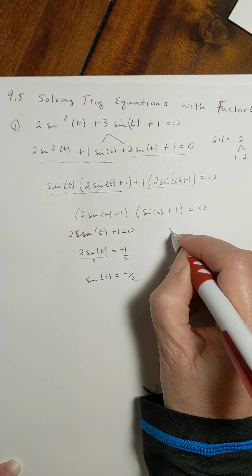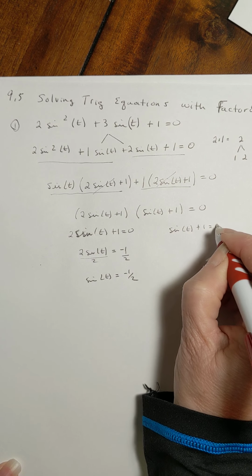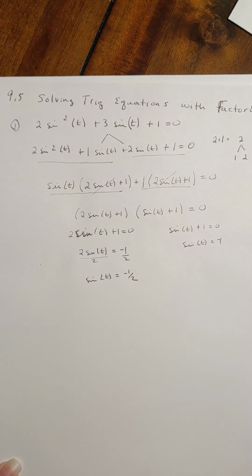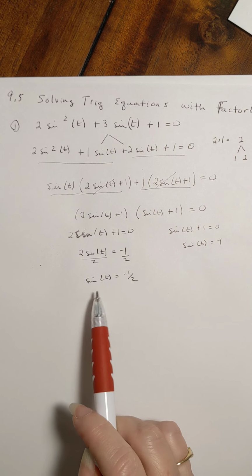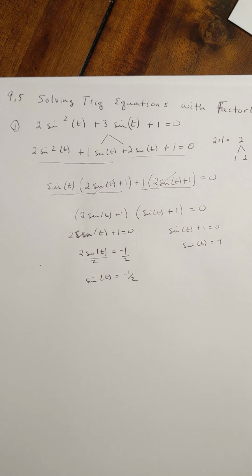And over here, if I have sine of t plus 1 equals 0, then I get sine of t equals negative 1. And so now I have 2 different equations that I'm solving for. I have a possibility of 4 answers here, because I could have 2 triangles from this one and 2 triangles from this one.